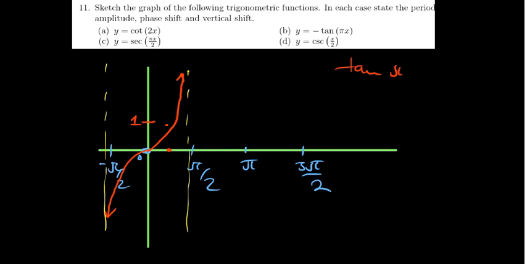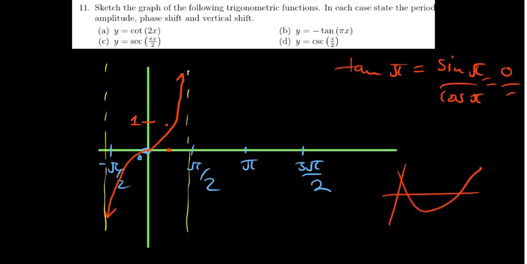is going to be sine pi over cosine of pi. Now, sine 180 is what? It's 0. Cosine of pi is going to be what? Is that 1 or negative 1? Anyway, if you go back to the graph of cosine, it's negative 1. So despite it being negative 1, you still get 0 because the numerator is 0. So this is another possible 0 point.